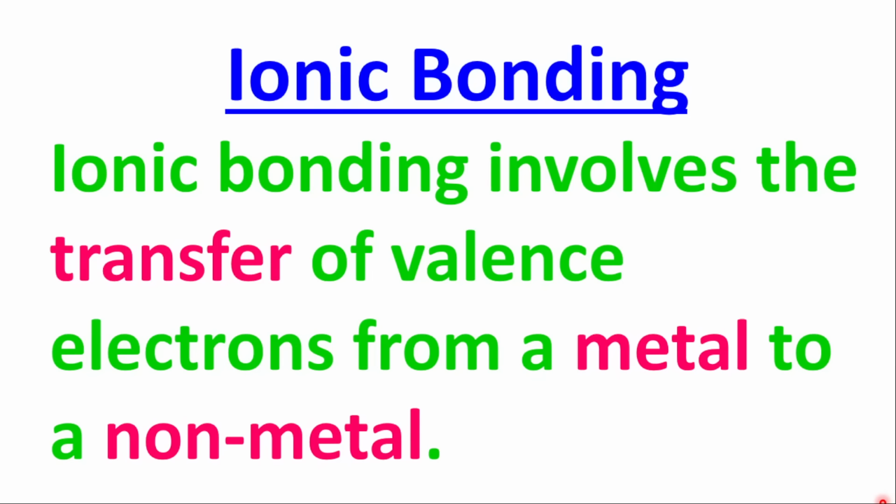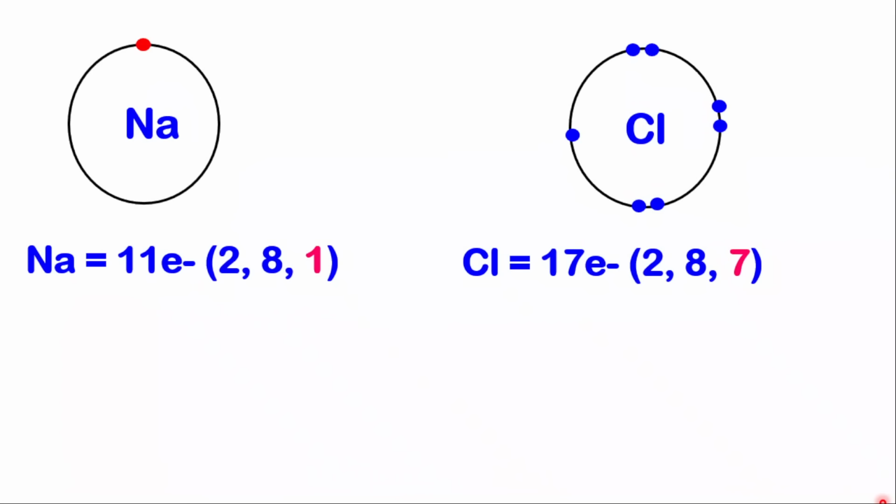So the basic definition for ionic bonding is a transfer of electrons between metals and non-metals. Electrons move from the metals to the non-metals. Again, metals lose, non-metals gain. So again, back to our example, the electron configuration for sodium is 2,8,1. The electron configuration for chlorine is 2,8,7.